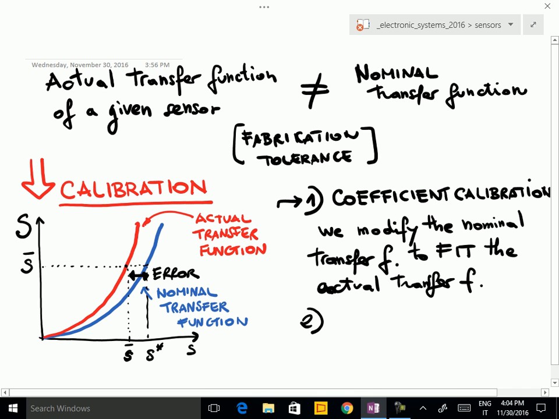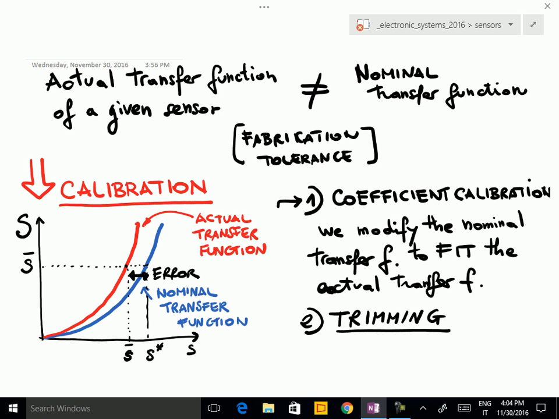The second possibility that we have is the so-called trimming. This is a calibration done by hardware. In trimming, what we do is modify the sensor physically in order to fit the nominal transfer function. So we modify the actual transfer function by modifying physically the sensor in order to fit the nominal transfer function. So it is the opposite of the coefficient calibration.